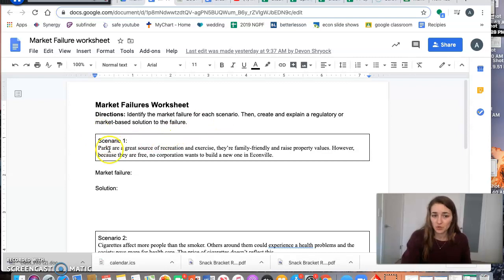You'll read each scenario, identify which market failure it is, and then give either a regulatory or market-based solution to fix the failure. Please identify if it's regulatory or market-based. So an example would be: this is a regulatory solution. The government could blah, blah, blah. This would fix the market failure by blah, blah, blah. Okay? So that is what you are doing for this first assignment.